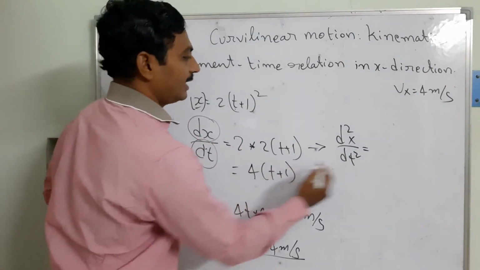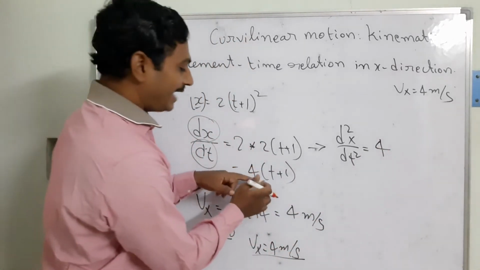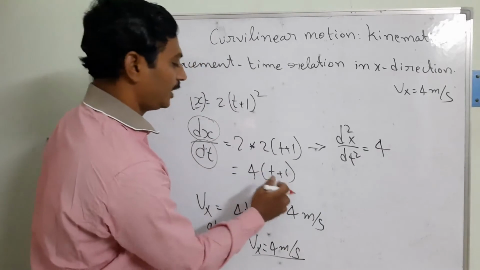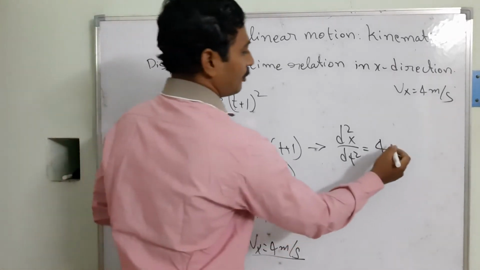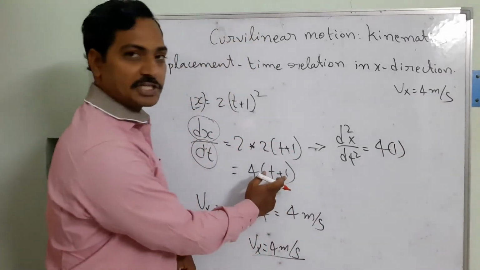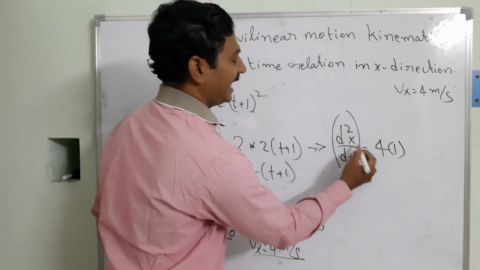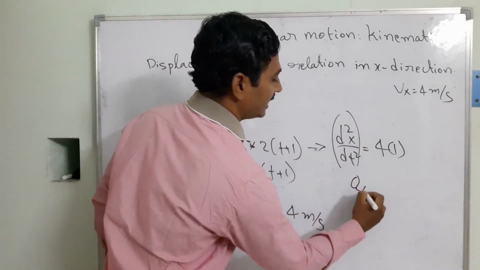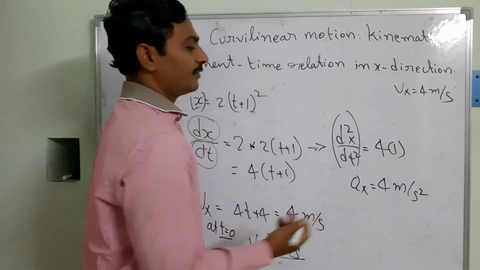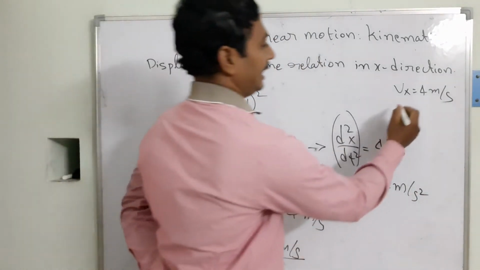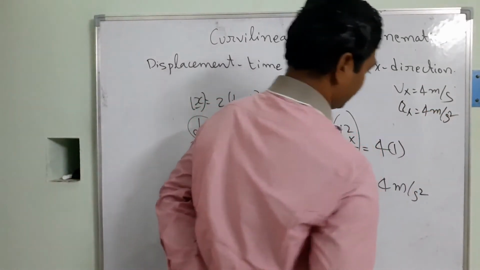The 4 is going to be the constant one, and for the t + 1, if I take only 4t, then when I differentiate 4t, I get 4 over here. The derivative of 1 is going to be 0. Finally, d²x/dt², I am going to say ax is equal to 4 meters per second squared. I got it. Right? On this basis, ax is equal to 4 meters per second squared, which I have received.